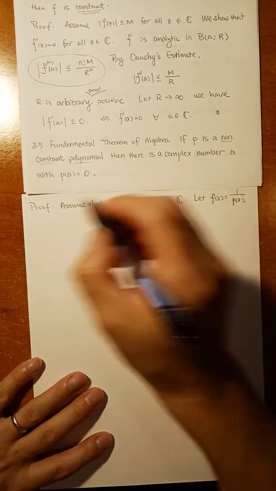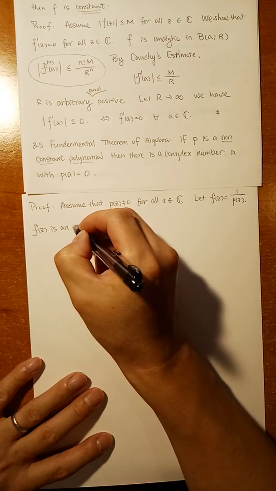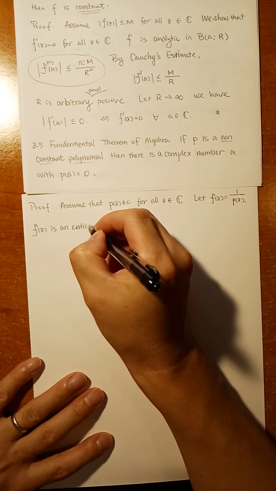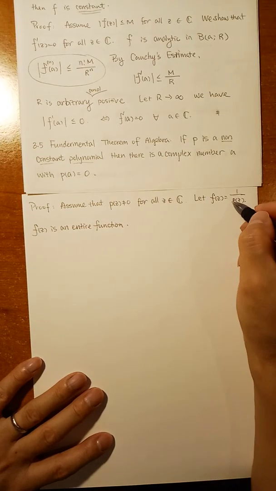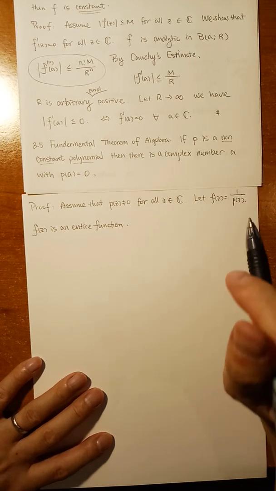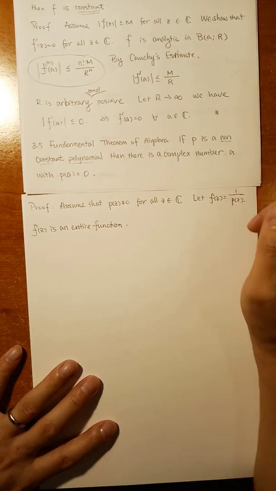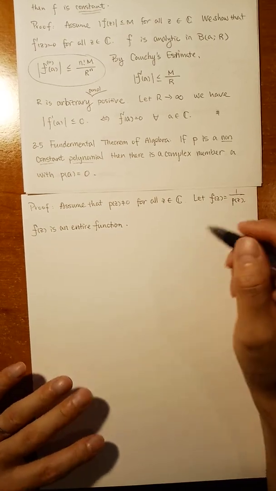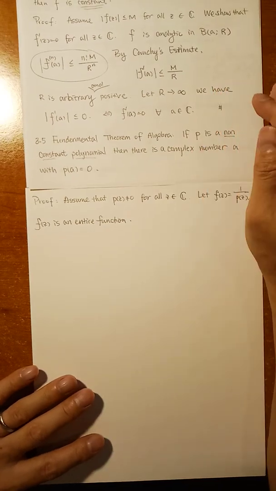Okay, so this implies f of z equals 1 over P of z is an entire function. Why is it entire? P of z is a polynomial, defined everywhere, and for every point it is not equal to 0, so you flip it and it still makes sense. It's still analytic because we have the quotient rule. So this is an entire function.